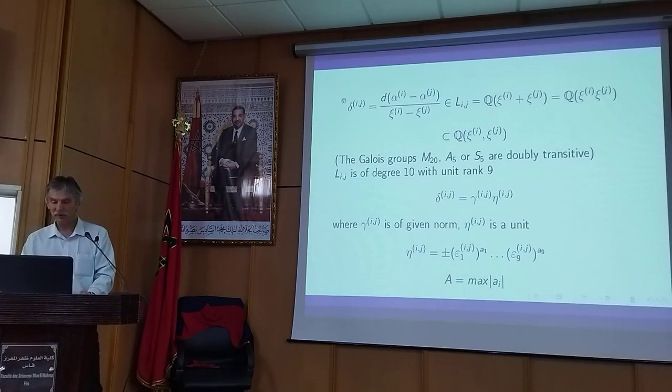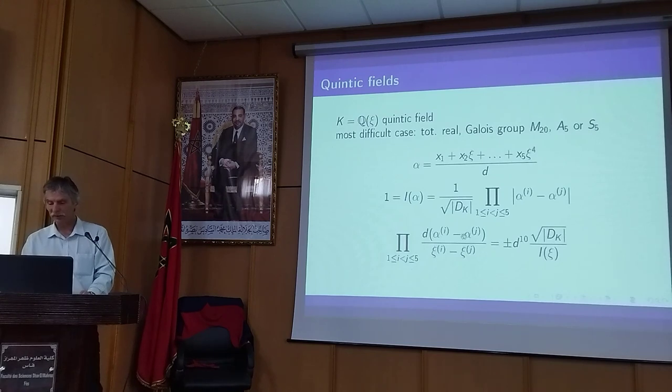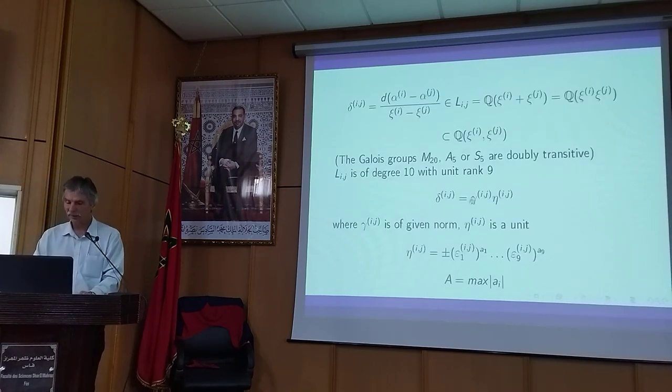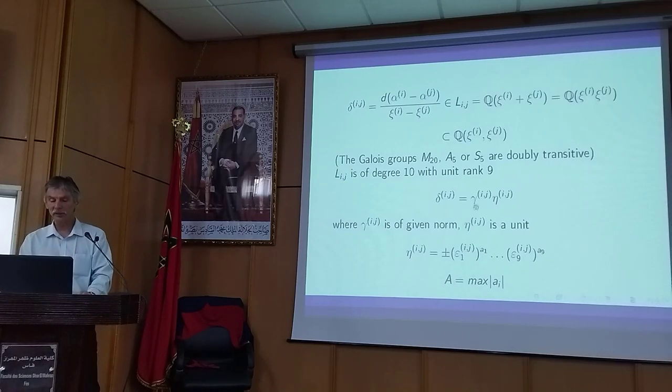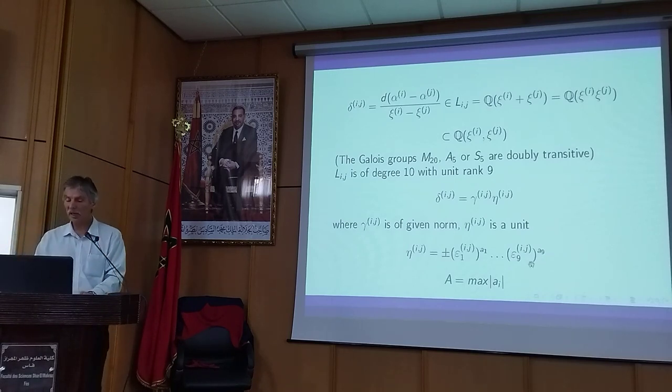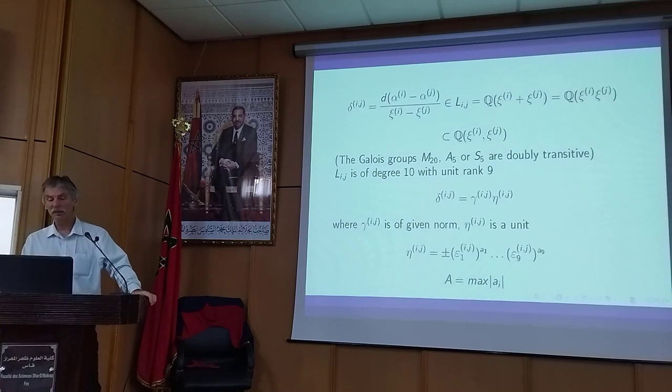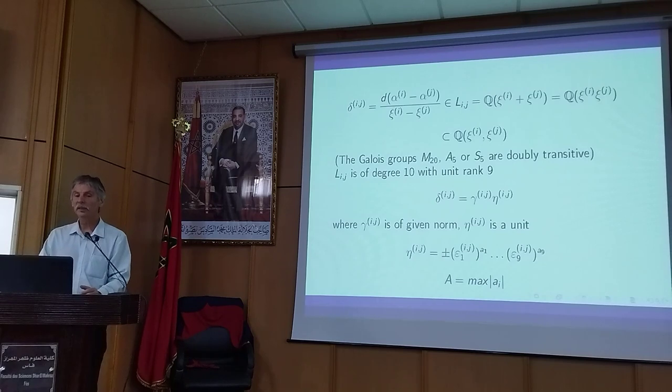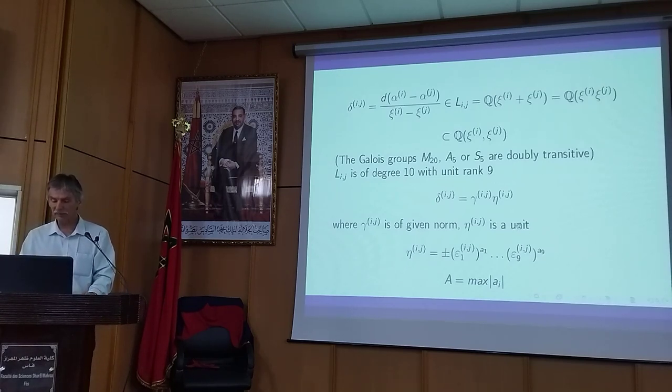The product of these delta is the discriminant, so that is a complete norm. These delta are algebraic integers of given norm, so they can be written as one of those finitely many non-associated algebraic integers which have that given norm, times a unit, which can be written as a power product of the 9 fundamental units in the number field of degree 10. So we are considering now the most difficult case, when the number field is totally real and when the unit rank is the largest, equal to 9.